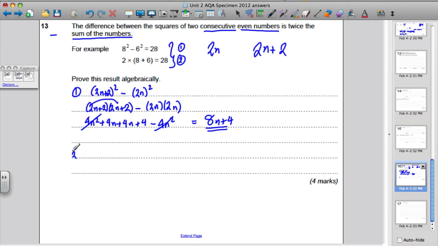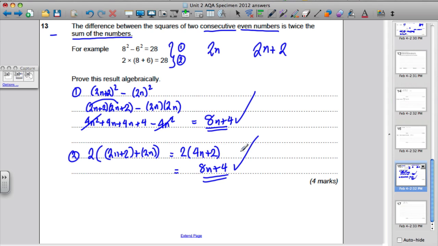Okay, let's see what 2 looks like with our n's in it. You work out 2 multiplied by the sum of the numbers. That's 2 times (2n plus 2 plus 2n). Now 2n plus 2 plus 2n is 4n plus 2. And you double that and you do get 8n plus 4, which is the same as 1. So you've got 8n plus 4 and 8n plus 4, so you're done.